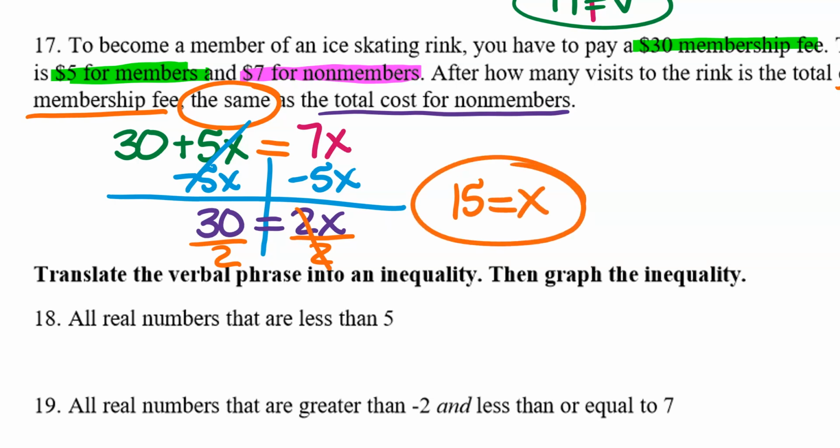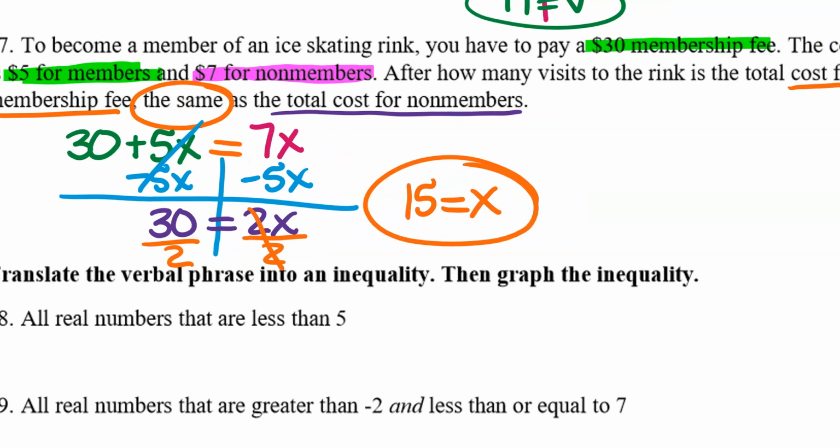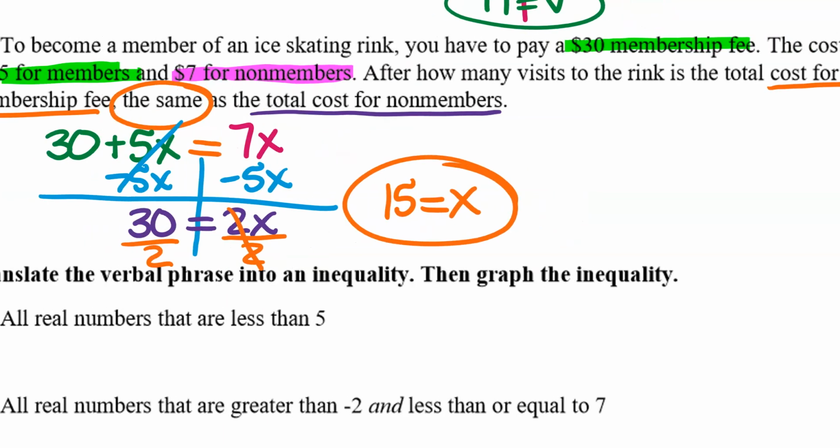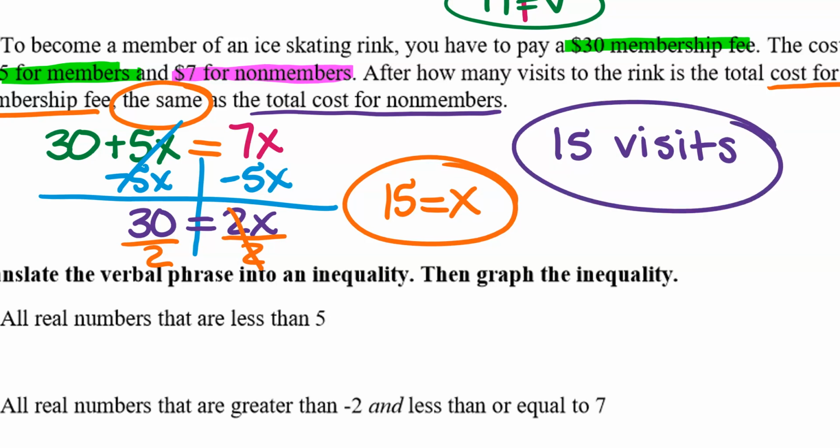So after 15 visits, I'm going to see the benefits of getting that membership. 15 visits is where they meet. So if I know I'm going to go to the ice skating rink more than 15 times, I might as well get my membership and save some money.